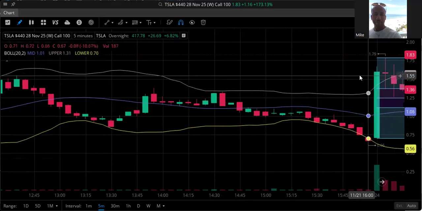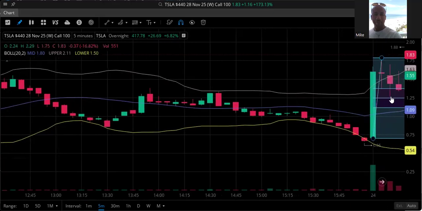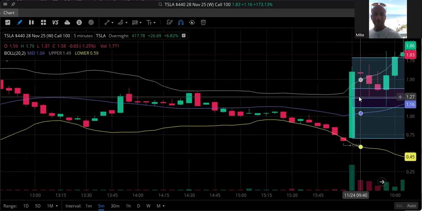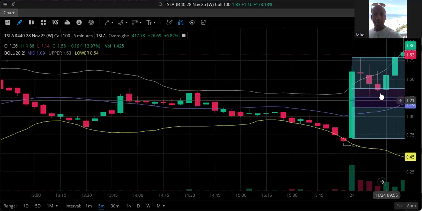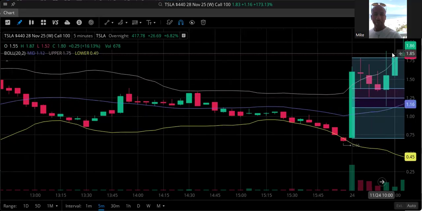Let's see if it pulls back. It did pull back to the middle right here. I think I grabbed a couple of contracts. Wait a minute. Yeah. Okay. Ended up grabbing some more. And then it went up.